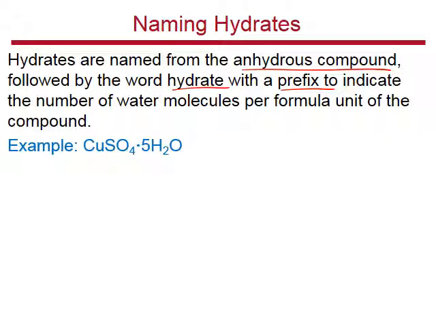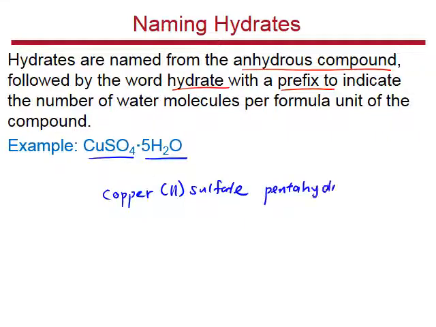So in this case, CuSO4·5H2O, we start by naming the anhydrous compound, which is copper(II) sulfate, followed by hydrate with a prefix. Since there are 5 water molecules, it will be pentahydrate. So this compound is called copper(II) sulfate pentahydrate.